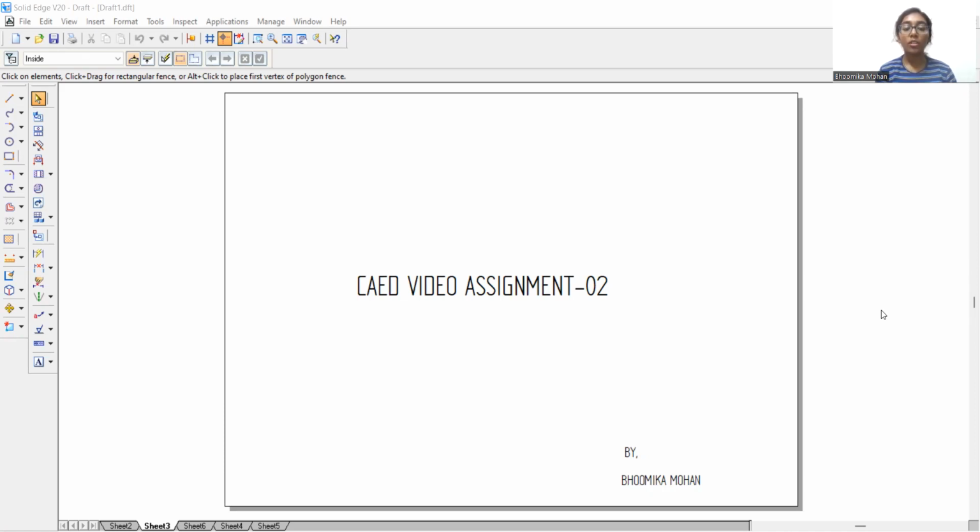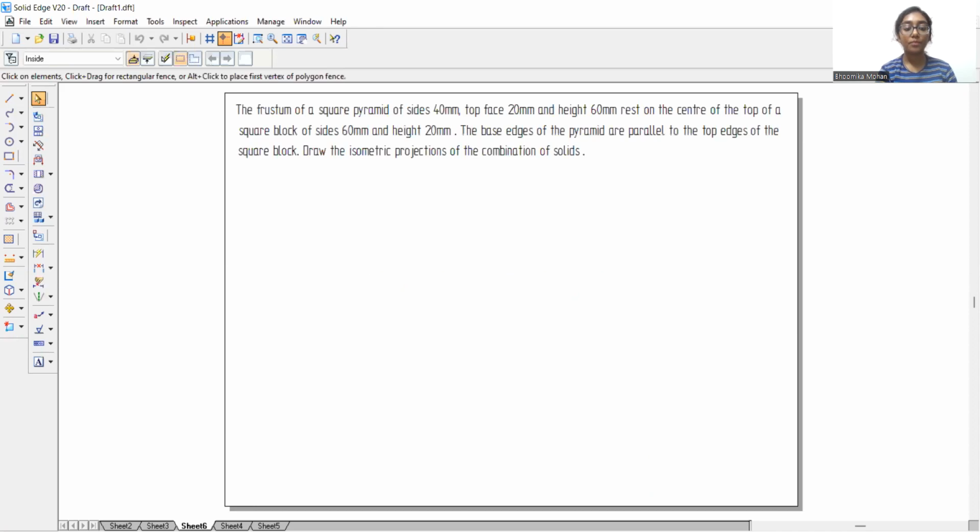In this video, I'm going to solve a problem related to isometric projections. The problem is: the frustum of a square pyramid of sides 40 mm, top face 20 mm, and height 60 mm rests on the center of the top of a square block of size 60 mm and height 20 mm. The base edges of the pyramid are parallel to the top edges of the square block. Draw the isometric projections of the combination of solids.